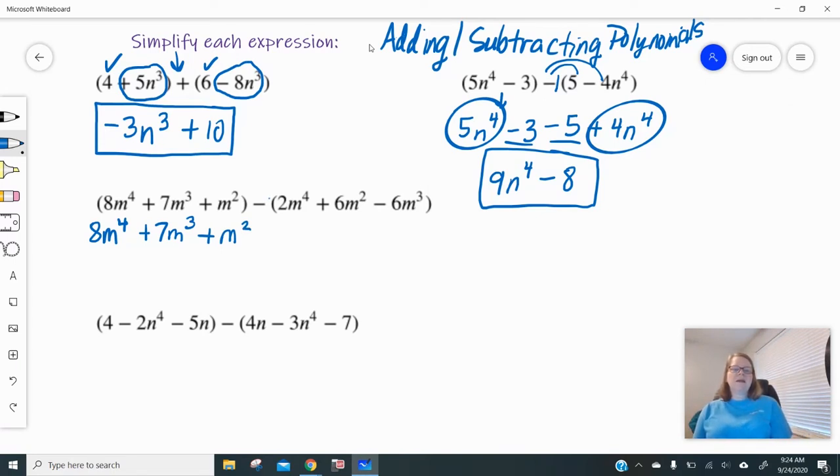Here we've got a -1, so we have to distribute that. So -1 times 2m to the fourth is just -2m to the fourth. You know, -1 times 2 is -2. All right, -1 times 6 is -6, and that's an m squared term. -1 times -6 is +6, and that's an m cubed term.